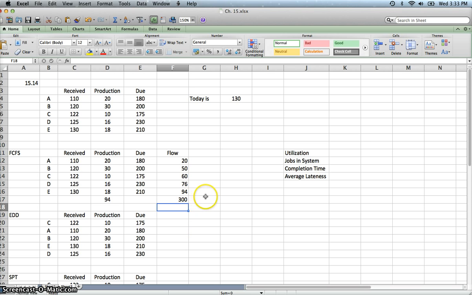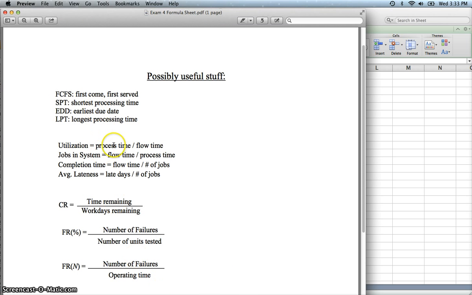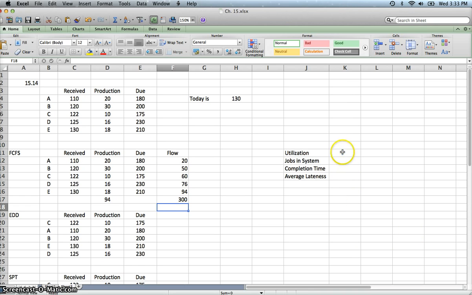Now we can do some other calculations that we will need to know later. But let's go ahead and do some of these formulas here. So we're going to do utilization. Utilization is process time divided by flow time. So process time is this divided by flow time, this. So a perfect is 100%, 0.31, 31% utilization.